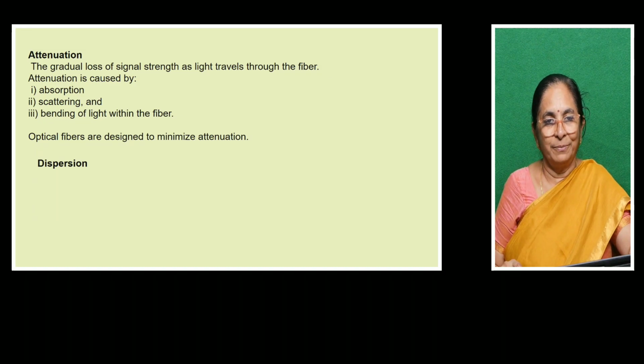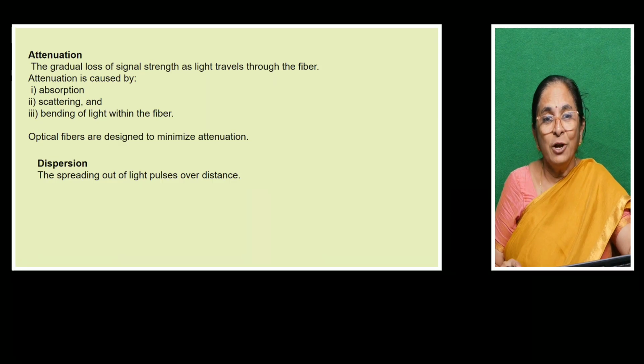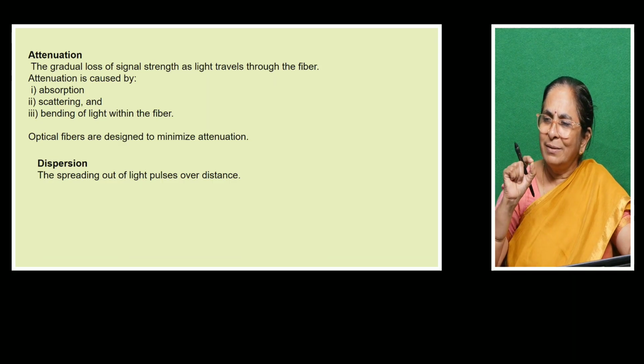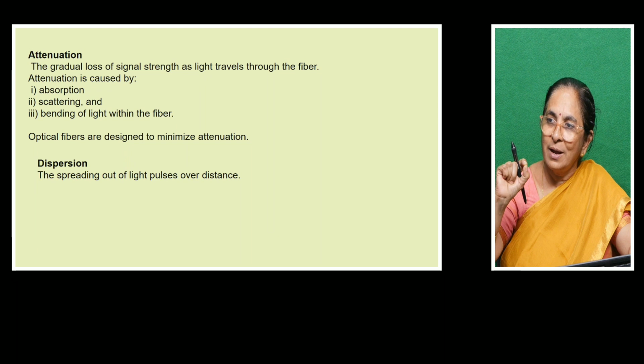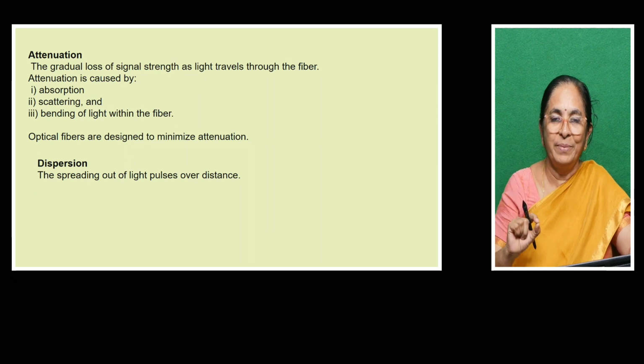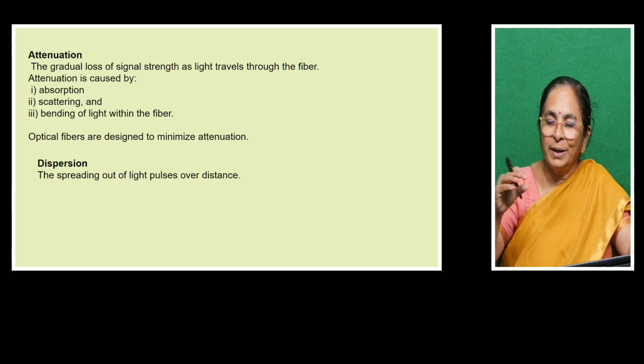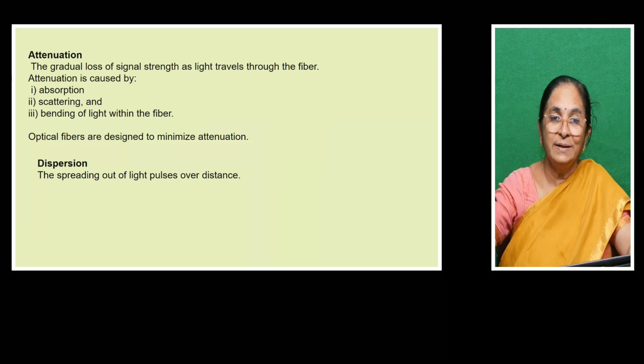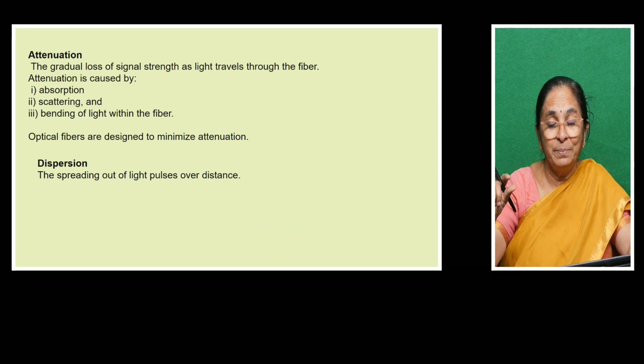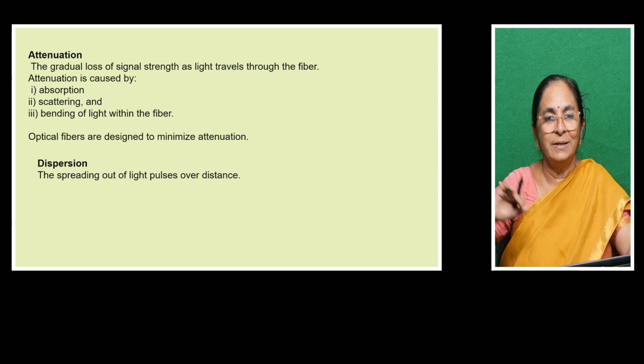What is dispersion? So the spreading out of light pulse. So you send a thin fine beam as the input to the optical fiber. At the other end, if it comes out wider, that beam is spread out. So what happens? There are optical fibers where only one signal can be sent. There are multi-mode optical fibers where many signals could be sent.